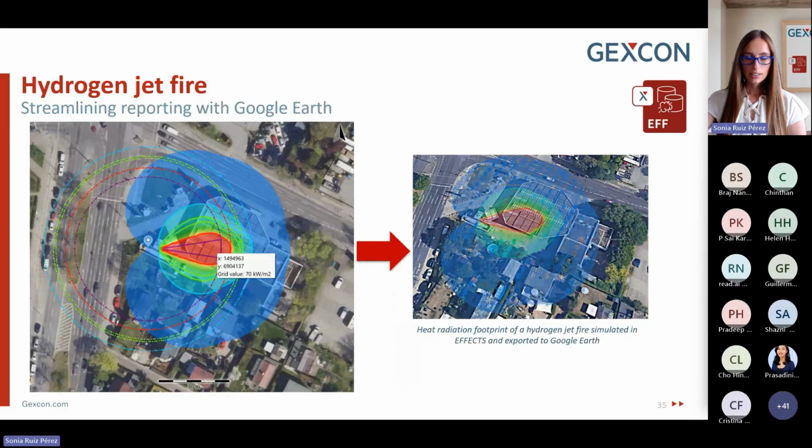In this other slide, I am showcasing how the results of this hydrogen jet fire that we just looked at can be seamlessly integrated into Google Earth, which is the image on the right. By exporting data from EFFECTS, we can create a detailed 3D visualization of the refueling station and its surrounding areas, which provides a much clearer and more intuitive view of the potential hazards, making it easier to communicate the risk zones to stakeholders and support decision-making.